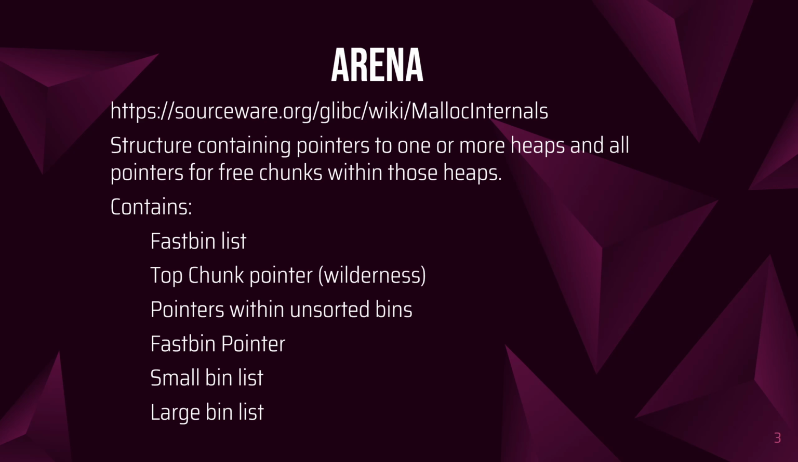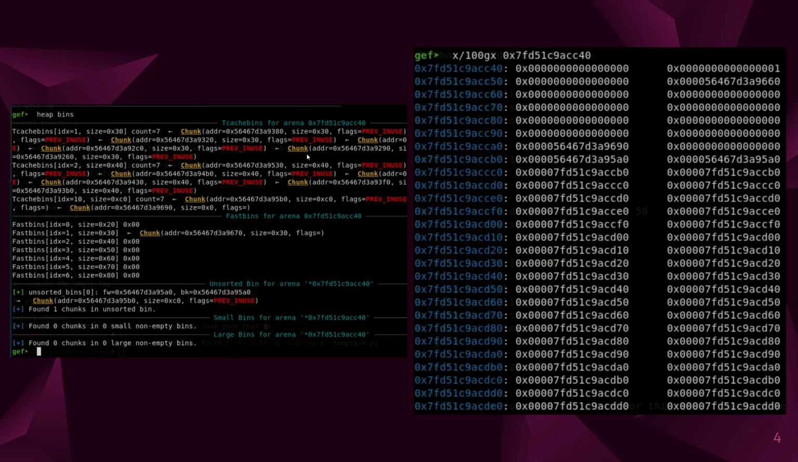So what this structure contains is the fast bin list, the top chunk pointer, which will be referred to as the wilderness most of the time, the unsorted bin pointer, the small bin list, and then the large bin list. That's a large area of stuff, but that's everything it includes. Here's what it actually looks like.